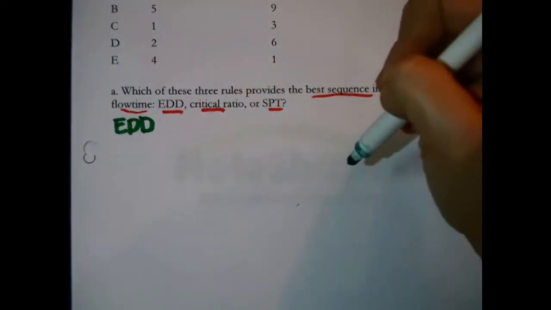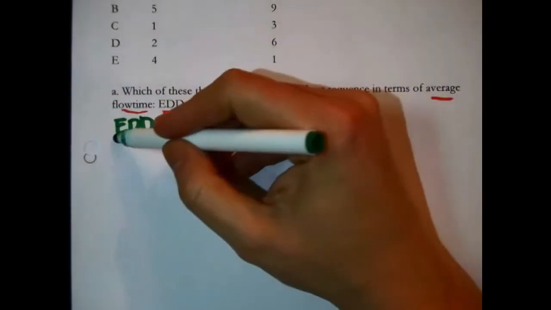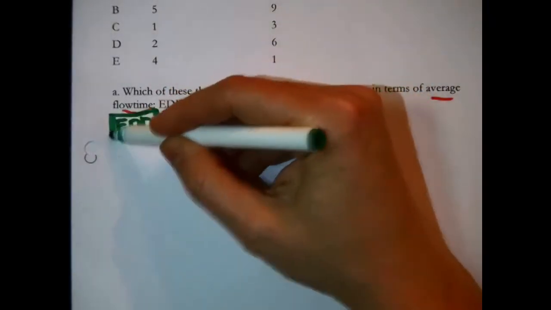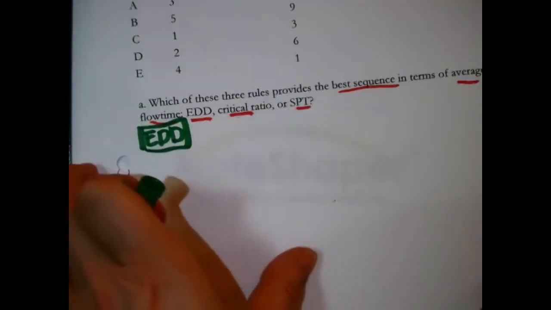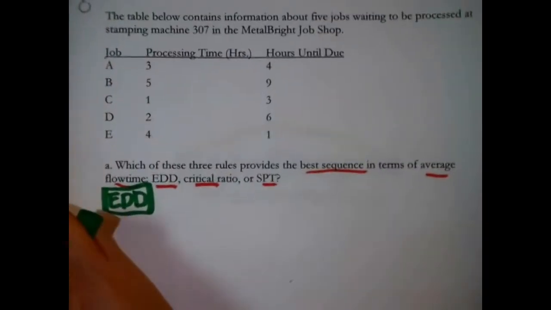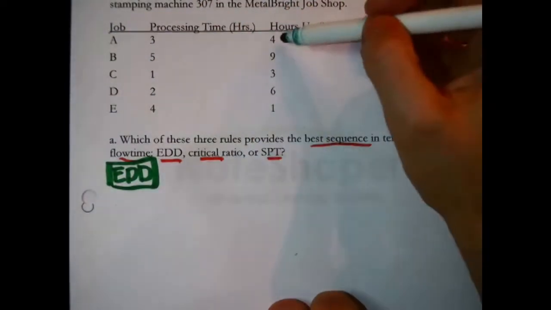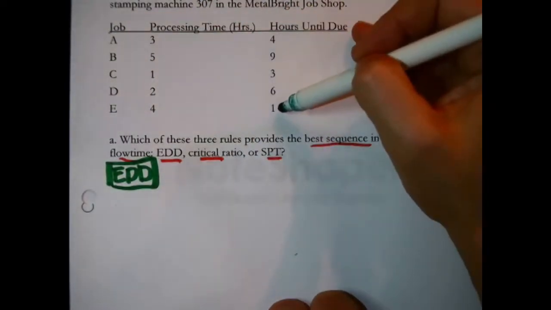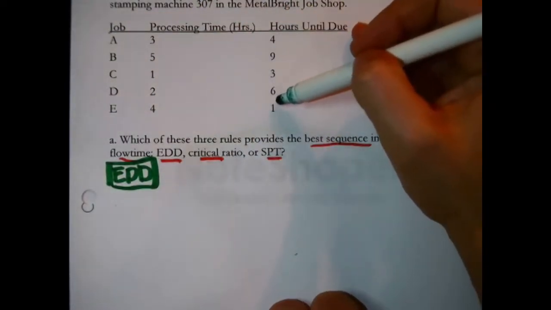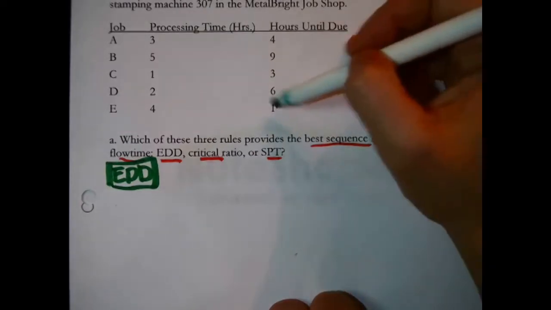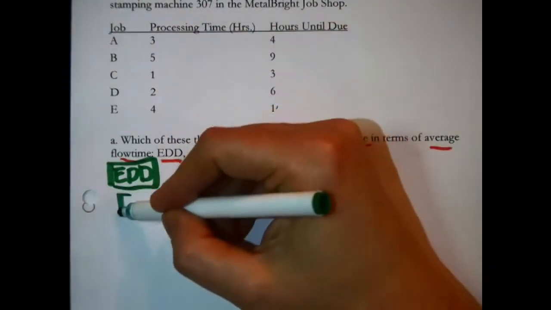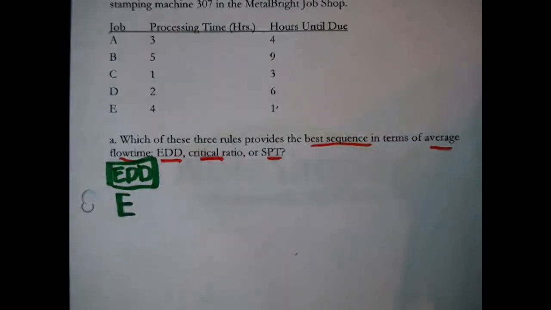Now first off, with earliest due date, we want to generate the sequence. Well, the sequence is created by, let me scoot this down a little bit where we can see the data. With earliest due date, the sequence is created simply by sorting on the due date, in which the smallest due date will be first. The smallest due date is E. It's due in an hour, so it would go to the front of the sequence.